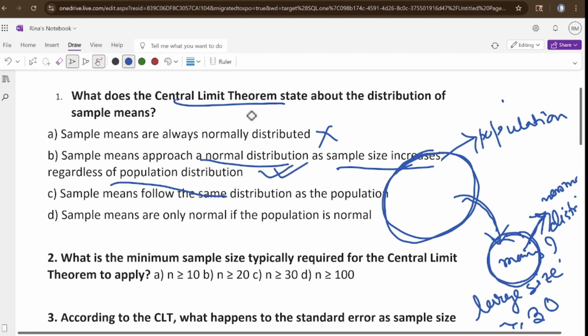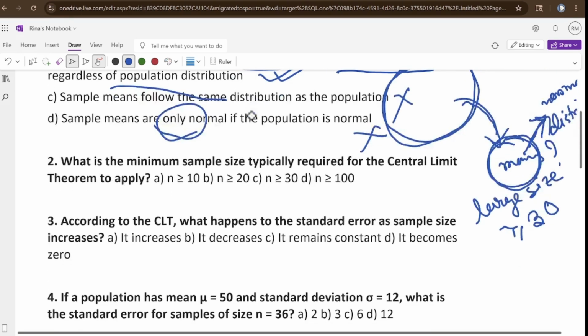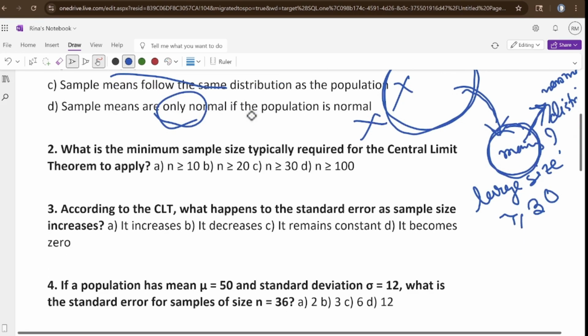Sample means follow the same distribution as the population for smaller size, not for larger size. Sample means are only normal if the population is normal. No, that is not true. But if the population is normal, the sample means will also be normal. But the word "only" is wrong here. Okay. Second question. What is the minimum sample size for the theorem to apply? I have already said greater than or equal to 30.